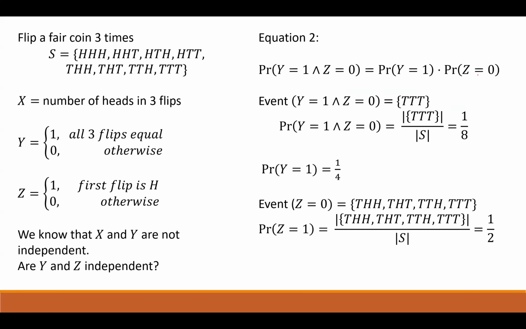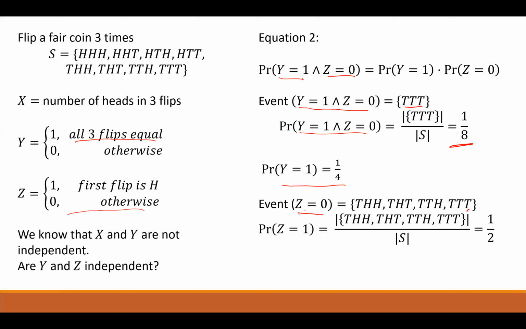All right, so the next one, Y equal to 1 and Z equal to 0. Well, Y equal to 1, all 3 flips are equal. Z equal to 0 means the first flip is tails. Okay, so then both of these events together is just tails, tails, tails. So the probability of that is 1 over the size of the sample space, which is 8. So it's 1/8. The probability that Y equals 1, we already determined is 1/4. We did that on the previous slides.